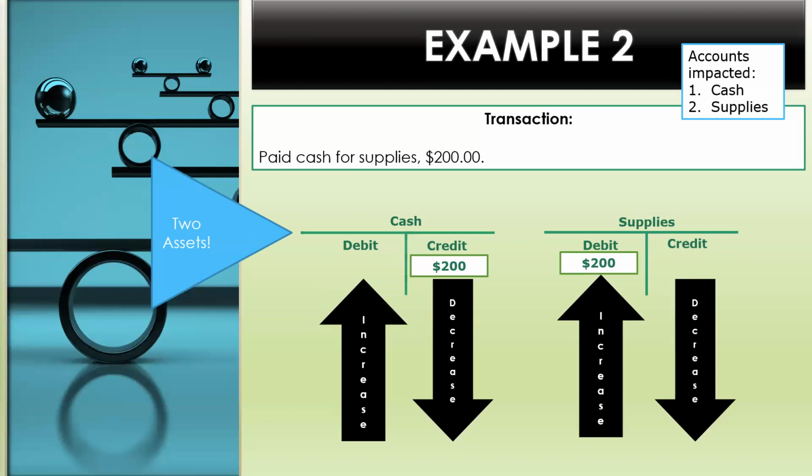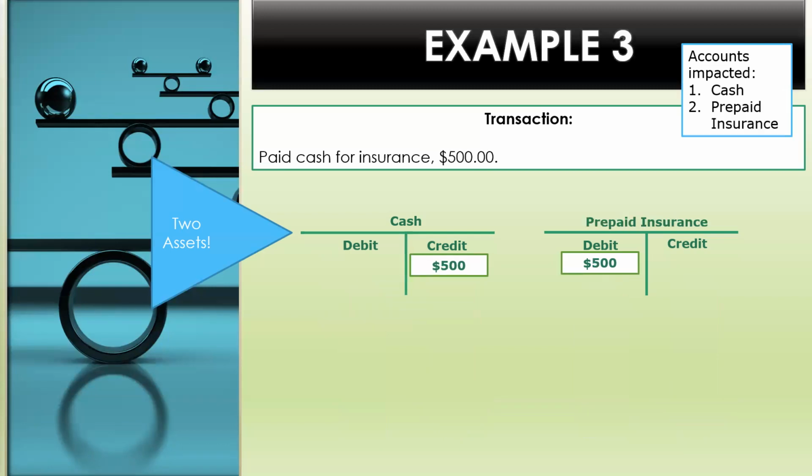You can see here, these two assets will appear on the same side of the accounting equation, but there's kind of a plus and a minus going on, so it will leave the accounting equation balanced. And here in this transaction, you can see we have a debit and a credit. Let's look at another example.